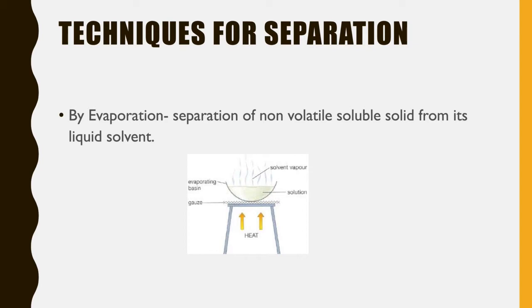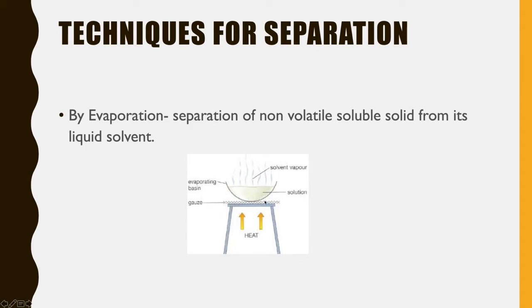Simply you have to heat the solution, and the solvent will come out in the vapor form, and the solute will be present in that bowl. Okay, so by this process you can separate the solvent in the vapor form and the solute in the bowl.